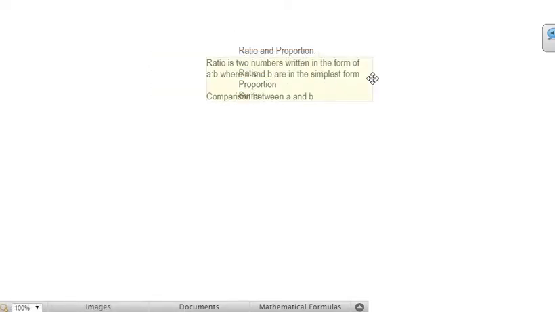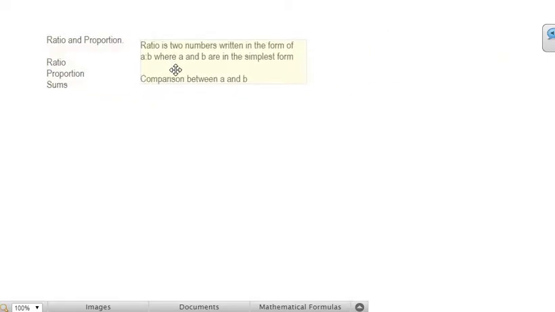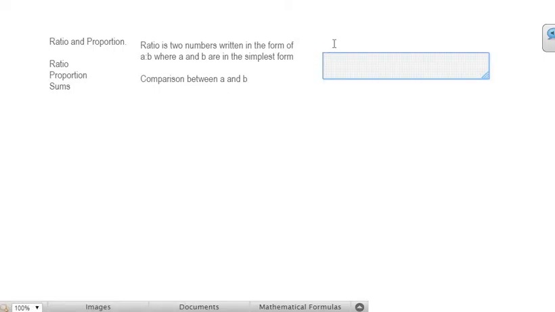Okay, so now let's just finish this here. There is a difference between these two, so you can actually see. Now we know what is ratio. Now we don't know what is proportion. So what do you mean by proportion?